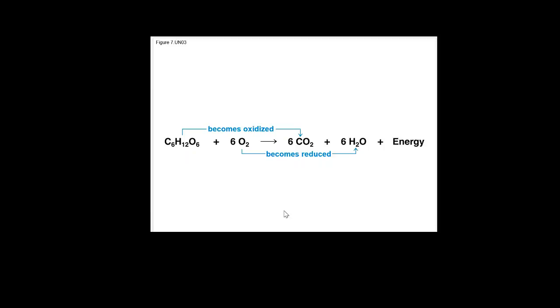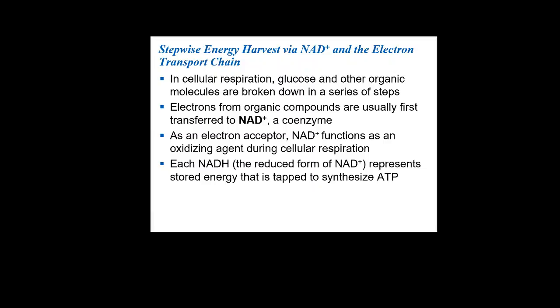The electrons lose energy during this process, and so that energy is released. That's why we get energy here. In cellular respiration, glucose and other organic molecules are broken down in a series of steps. This is to prevent a gigantic explosion. Electrons from organic compounds are usually transferred to NAD+, which is a coenzyme. If energy was released from the fuel all at once, it can't be harnessed efficiently for constructive work.